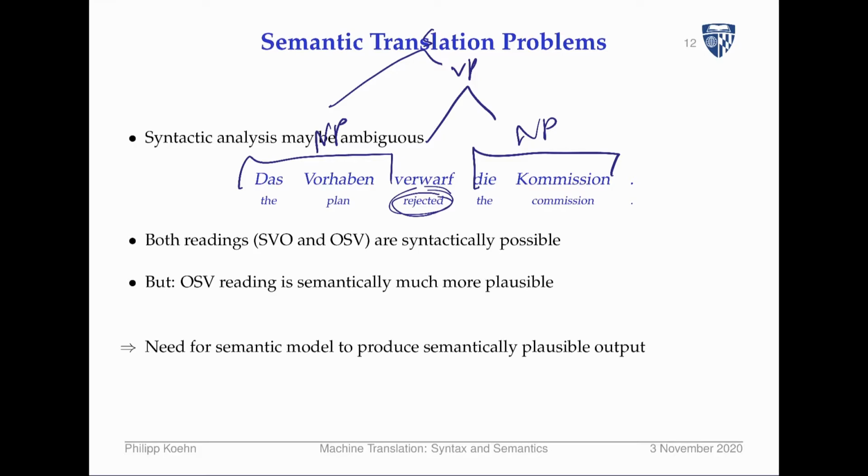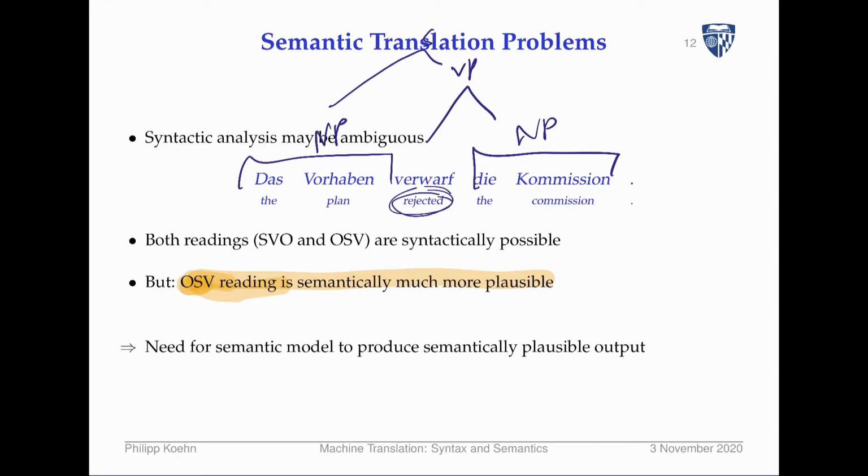And that's where we are. What makes more sense? So what is semantically plausible? The OSV reading, so that the sentence starts with the object, then verb, then subject, is semantically much more plausible.